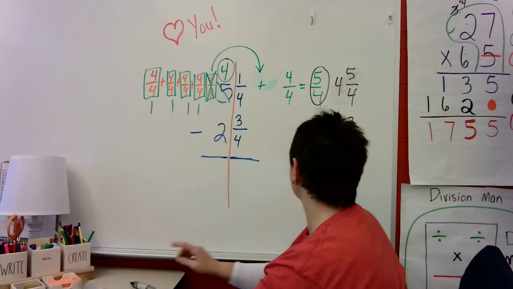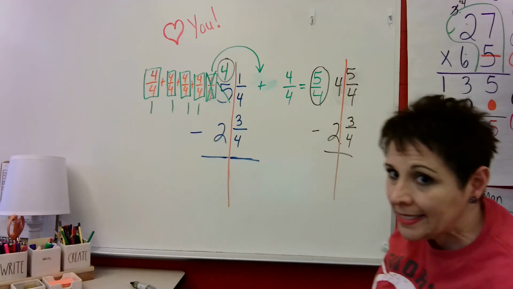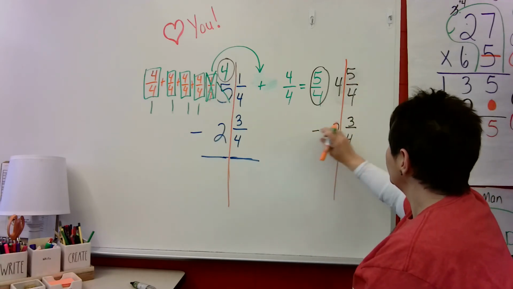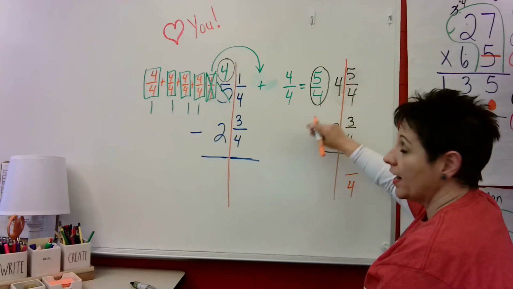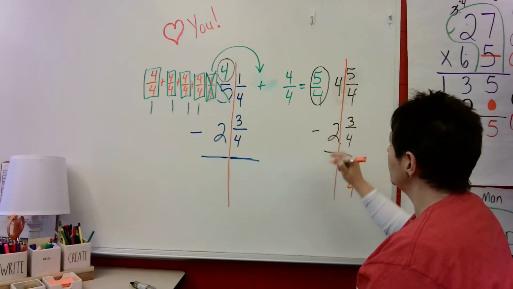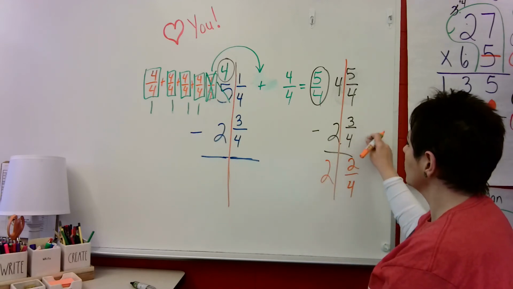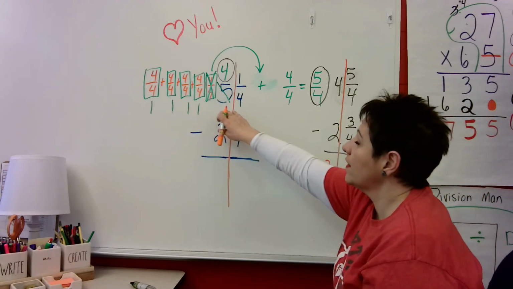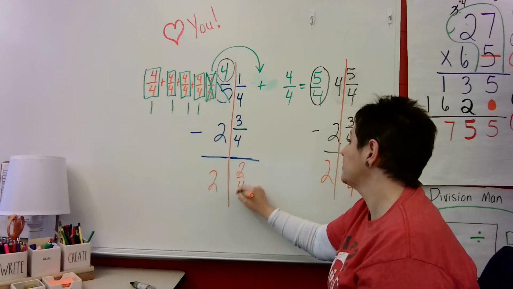And again, I like to go ahead and build my dividing wall just because that helps me keep my numbers straight. Because when I line things up, I tend to get a little crooked. 5 minus 2. So I keep my denominator of 4 and I subtract my numerators. 5 minus 3 is 2. Now I subtract my whole numbers. 4 minus 2 is 2. So 4 and 5/4 minus 2 and 3/4 is 2 and 2/4, which is the same thing as me saying 5 and 1/4 minus 2 and 3/4 is 2 and 2/4.